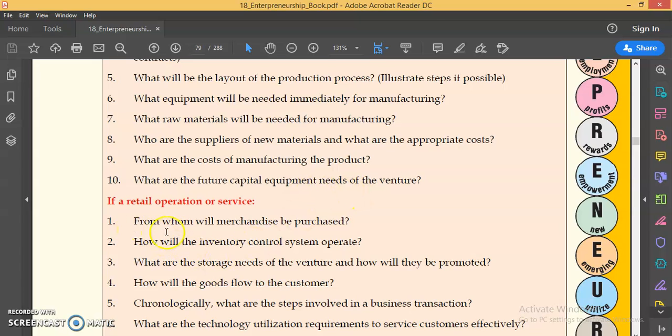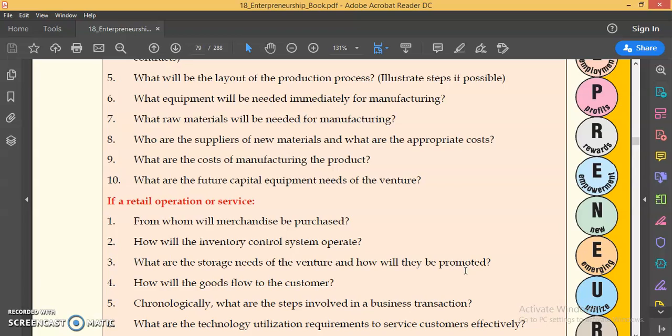Okay. So from whom will the merchandise be purchased? From whom are you going to purchase? How will the inventory control system operate? What are the storage needs of the venture and how will they be promoted? For example, air conditioners, washing machines, refrigerators, all these you'll be buying from a particular wholesaler or maybe directly from the producer. Then you have a showroom, you buy and keep it, and then you sell it to the retailer. So you need to have a storage.